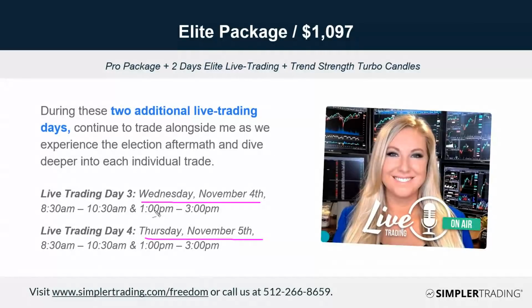So basically, I don't know if you remember what happened in the last election, but it was a little bit of a wild ride. So I wanted to make sure that we would be together on the day immediately after the election and the day after that, because I sensed there might be a little bit of craziness going on.